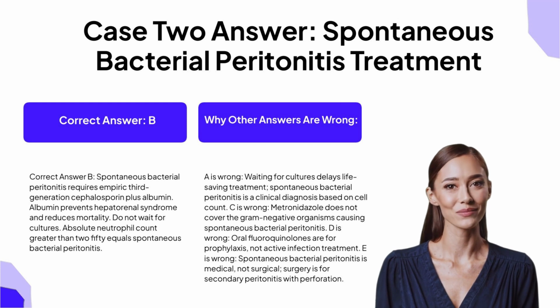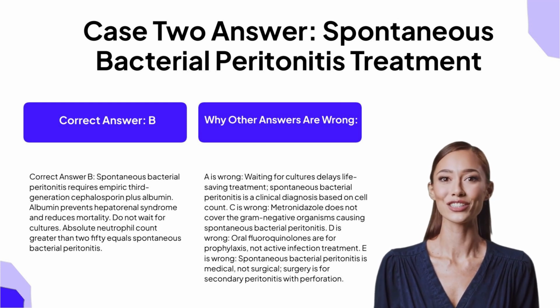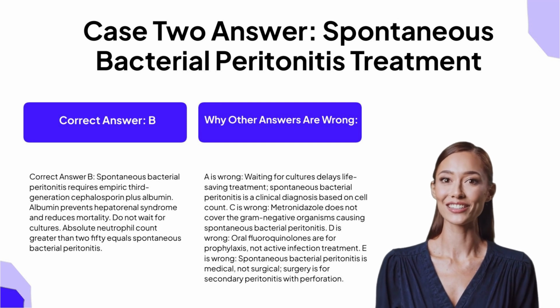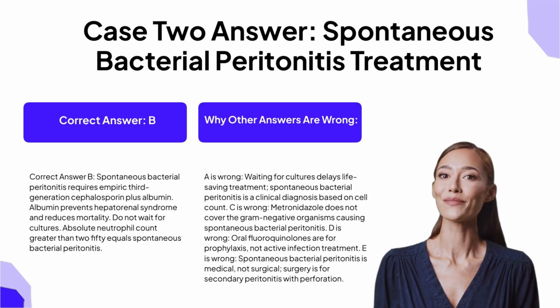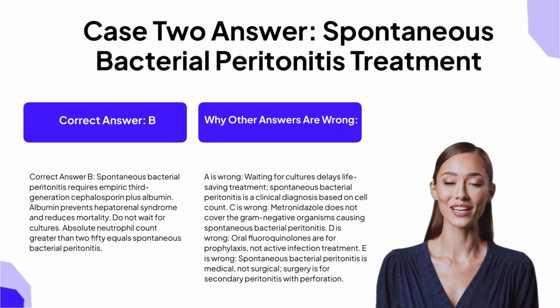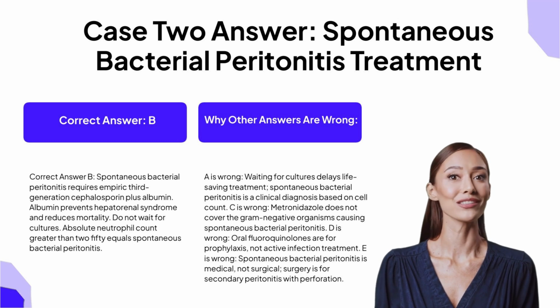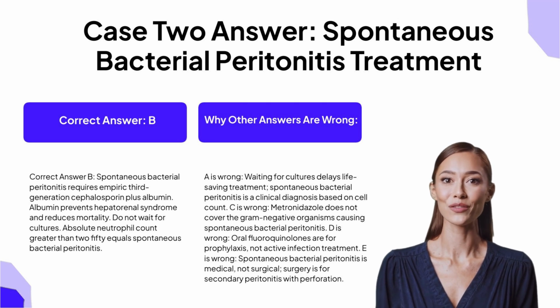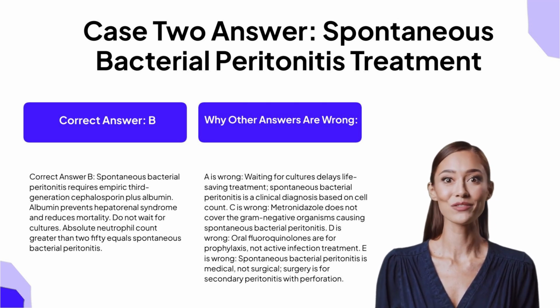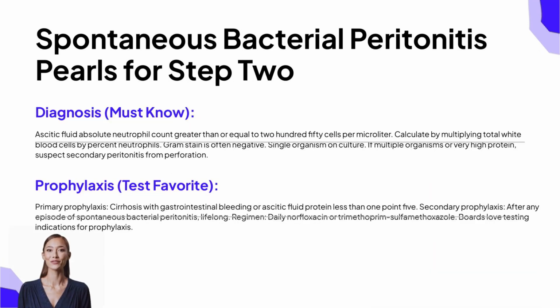Now the wrong answers. A is wrong because waiting for cultures can be fatal. Spontaneous bacterial peritonitis is diagnosed by cell count, not culture. C is wrong because metronidazole does not cover the gram-negative bacteria causing spontaneous bacterial peritonitis. D is wrong because oral fluoroquinolones are for prophylaxis, not active treatment. E is wrong because spontaneous bacterial peritonitis is a medical emergency, not surgical. Surgery is for secondary peritonitis when there is bowel perforation. Here are the spontaneous bacterial peritonitis pearls you must know. For diagnosis, the magic number is ascitic fluid neutrophils greater than or equal to 250.